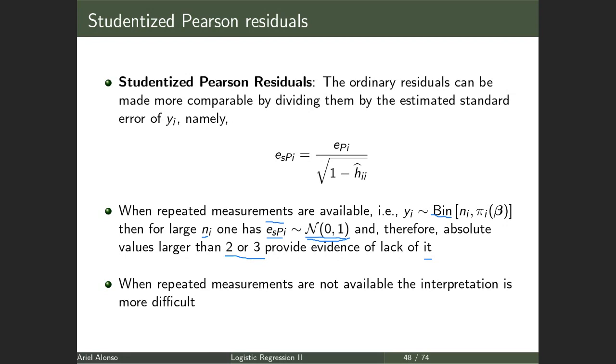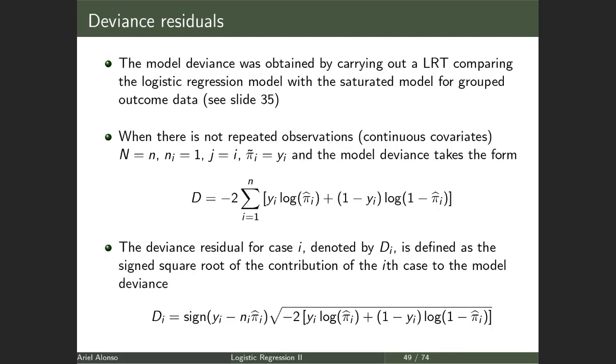If you don't have repeated measurements, you can still plot them, but the interpretation becomes difficult because they are not normally distributed. You know that they are contributing to the chi-squared test statistic, but the chi-squared test statistic is not chi-square distributed. So the interpretation becomes a little bit harder. You need to use them in an informal way. What about the deviance residuals? It's a little bit of the same idea.